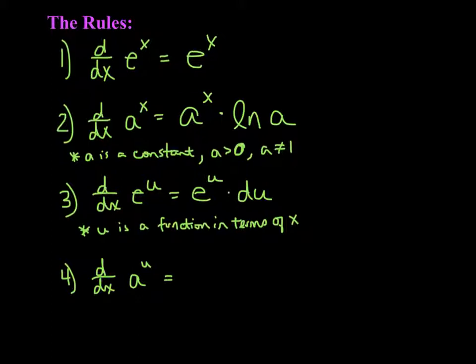Okay, if we have an exponential function with a base other than e, again, a is a constant greater than 0 and not equal to 1, and our exponent is a function in terms of x, what do we do? Well, it's going to be a to the u times du, the derivative of that exponent, times the natural log of the base. Okay, so there you have it. There are 4 basic rules of taking the derivative of exponential functions. It's essential that you memorize these 4 rules and know them.